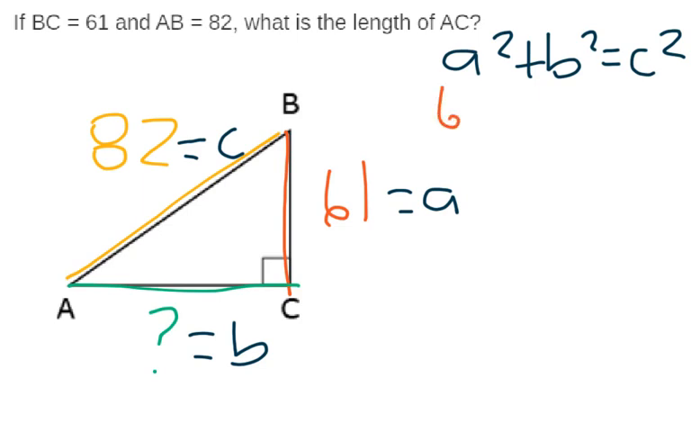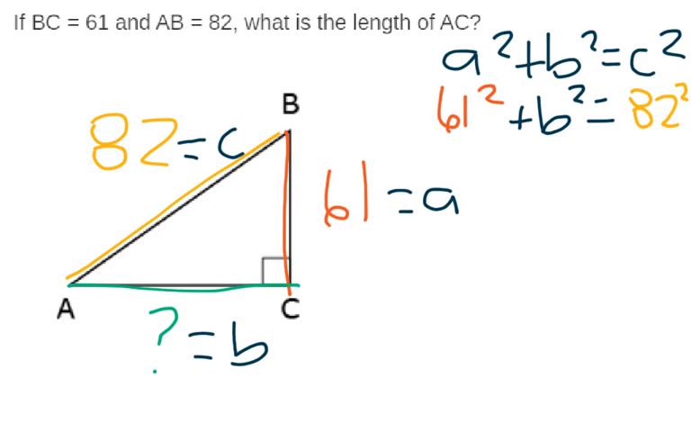Okay, now that I have my formula written down, I'm just going to substitute for the information I have. So A I have is equal to 61, so I have 61 squared. B, we do not have that side length yet. And then C we have is 82 squared. Okay, again, just substitute the information that you have. Now we're going to go through and we're going to actually solve the problem.